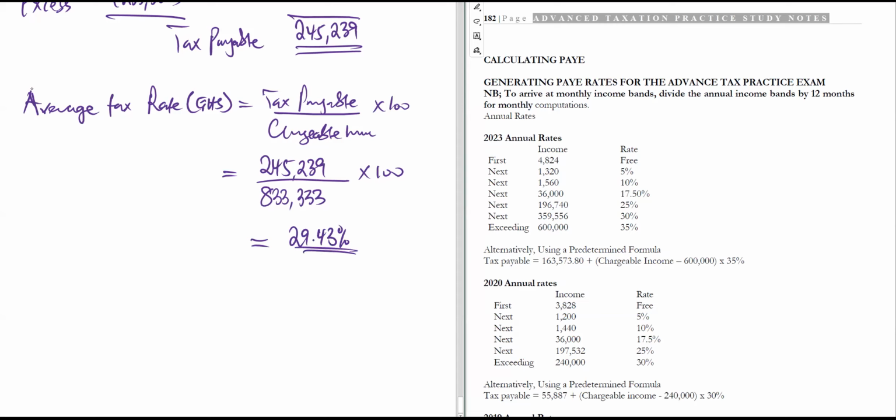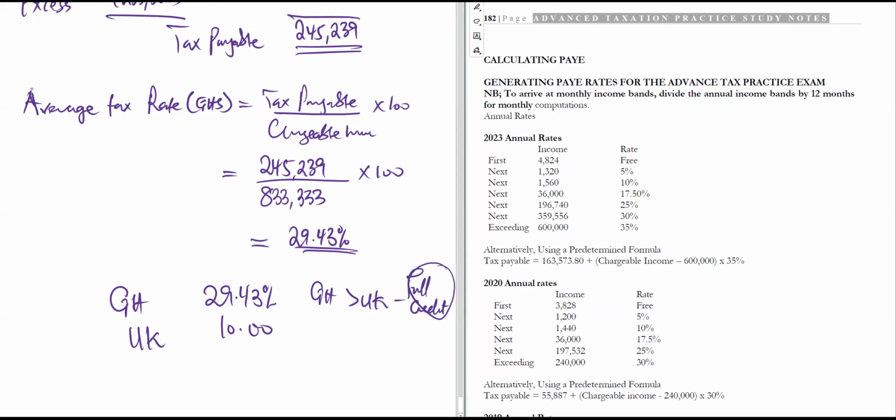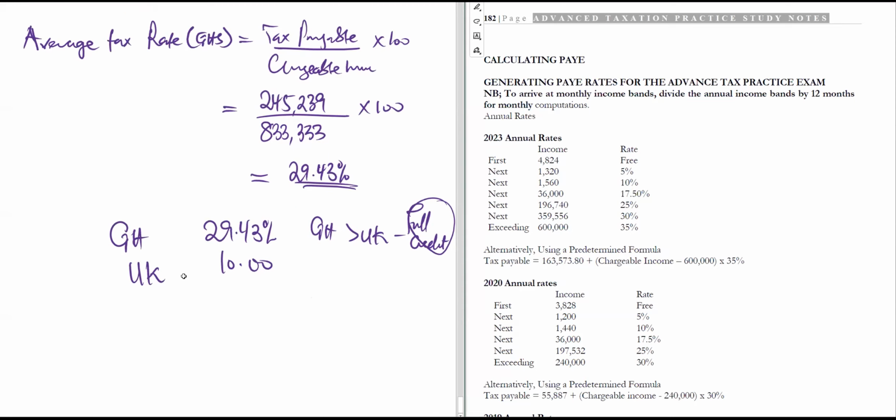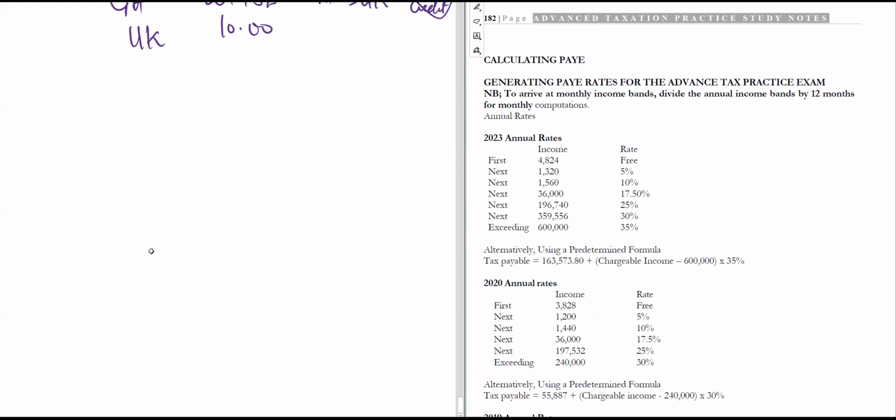So if we are looking at the average tax rate, Ghana was 29.43%, not so? UK was 10%. So it seems Ghana is greater than UK. So what kind of credit can we give? Is it not full credit? Yes, full credit. So if we can give full credit, it means that the total tax liability of this person becomes what?